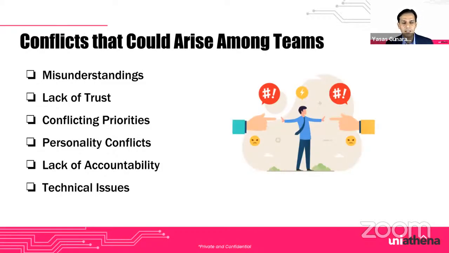Conflicts that happen mostly come from misunderstandings, lack of trust, conflicting priorities because you haven't put together your to-do lists, personality conflicts because, like I said, you don't understand people better, and lack of accountability because roles and responsibilities are not properly mentioned. By using clearly defined methods like a RACI matrix, you will know who's accountable, who's responsible, and who needs to be informed. Technical issues can be sorted, the way I explained, by using cloud technology and software as a service.